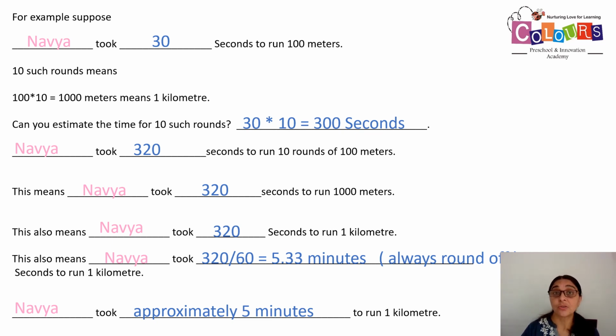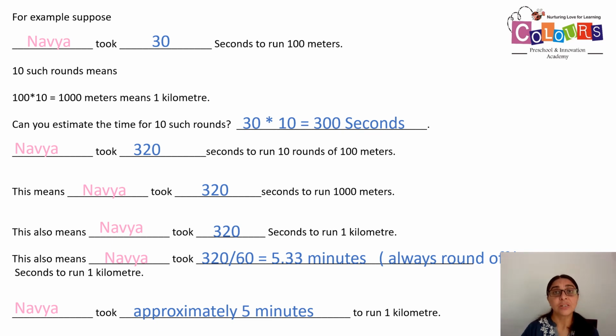Now actually they will run and you will note the time in seconds. Okay, so now suppose Navya took 320 seconds to run 10 rounds of 100 meters. 10 rounds of 100 meters, we have already explained to the child, is 1,000 meters and that is 1 kilometer. So Navya took 320 seconds to complete 1 kilometer.